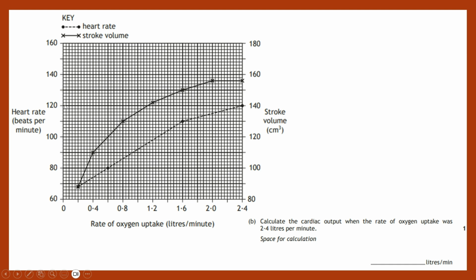So the heart rate's 120, up to the stroke volume, which is 156. The boxes are going up by a value of 2. So 120 multiplied by 156. But remember, we need it in litres, so you need to divide that answer by 1000 for a total of 18.72 litres.